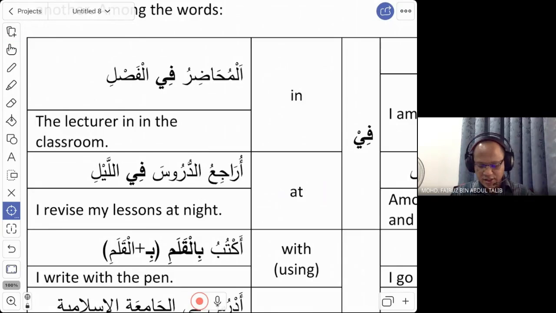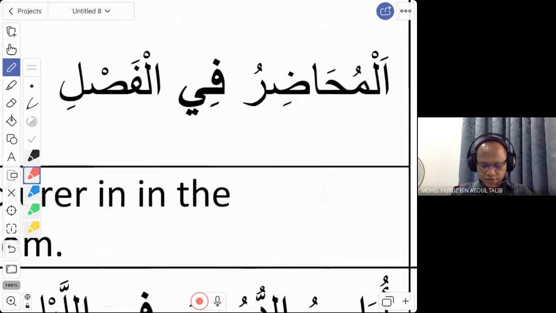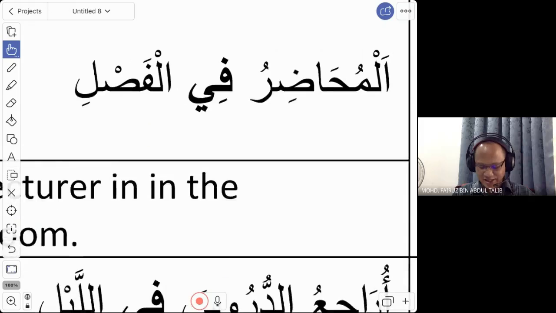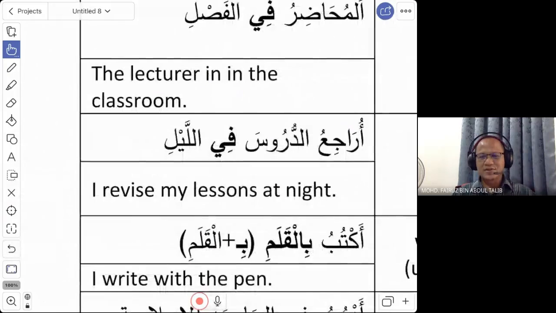For example, here I write al-muhadiru fi al-fasli. Al-muhadiru fil fasli. Monday we learned this word muhadir, the lecturer, muhadir fil fasl. So this is the exact sentence that we learned Monday. Fil fasl, in the classroom. You can change it: al-ustaz fil fasl. So we use the word fi. Don't say ala al-fasl, on the classroom, or use an fasl. No, right? So fil fasl. Yes, that is in. Sometimes it is at.